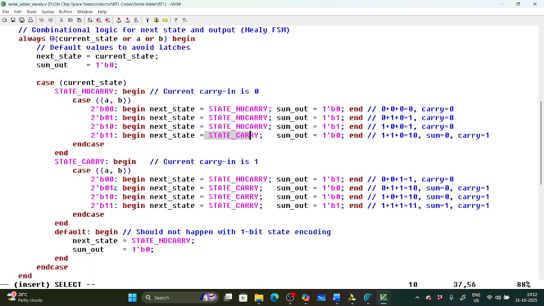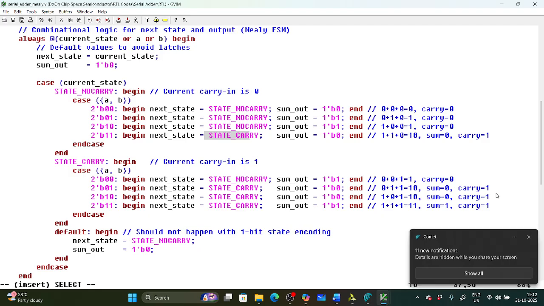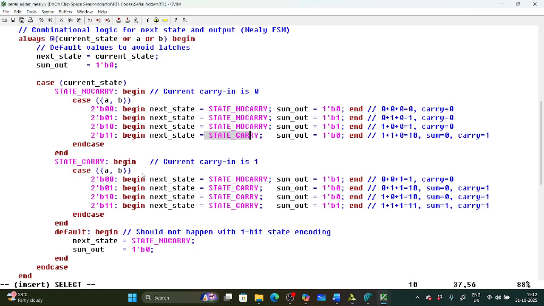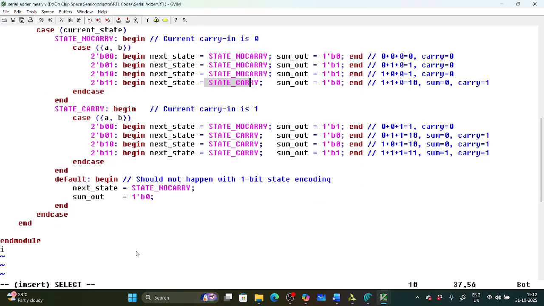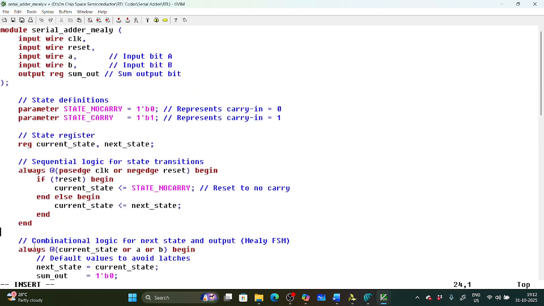Okay, next state logic. And as you know, if we are using a case statement, there should be a default statement. That should be default, begin state. It should not happen with a one-bit state. Next state equal to state no carry and sum out equal to 1'b0, end, end case, end module. Okay, so like this you need to write the Verilog code for the serial adder Mealy machine.